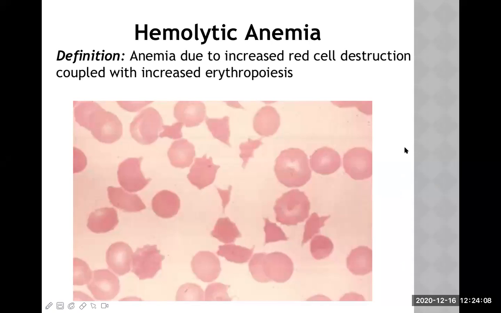In this condition, the RBCs are destroyed more rapidly than they are synthesized. So see there, the bone marrow is doing a good job here. The bone marrow is trying to synthesize more RBCs, which is known as erythropoiesis. But at the same time, the destruction rate is more than the synthesis rate. So hemolytic anemias are the anemias due to increased red cell destruction, which is coupled with increased erythropoiesis. But that erythropoiesis is not enough for the normal number of RBCs.